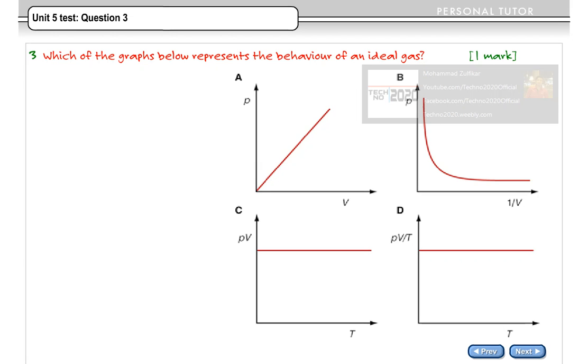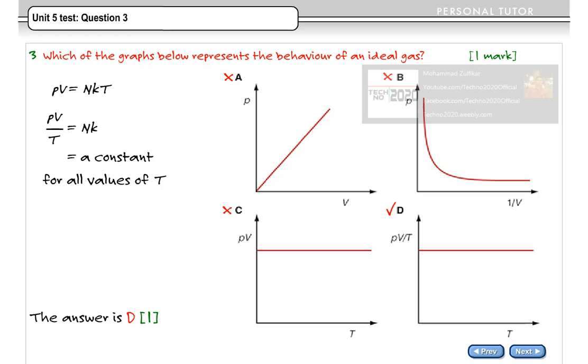The ideal gas equation states that PV equals nkT, so PV over T is constant. This means that a graph of pressure against the reciprocal of volume would be a straight line. That's Boyle's law. So both graphs A and B are wrong. Graph C means that PV and not PV over T is constant, which is also wrong. So the answer is D.